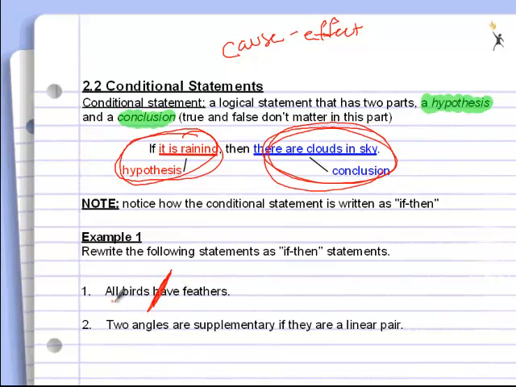The hypothesis being: if something is a bird. If an animal is a bird, the conclusion to that would be that it has feathers. If an animal is a bird, then it has feathers. There we took our statement, all birds have feathers, and broke it down into an if-then. If an animal is a bird, then it has feathers.